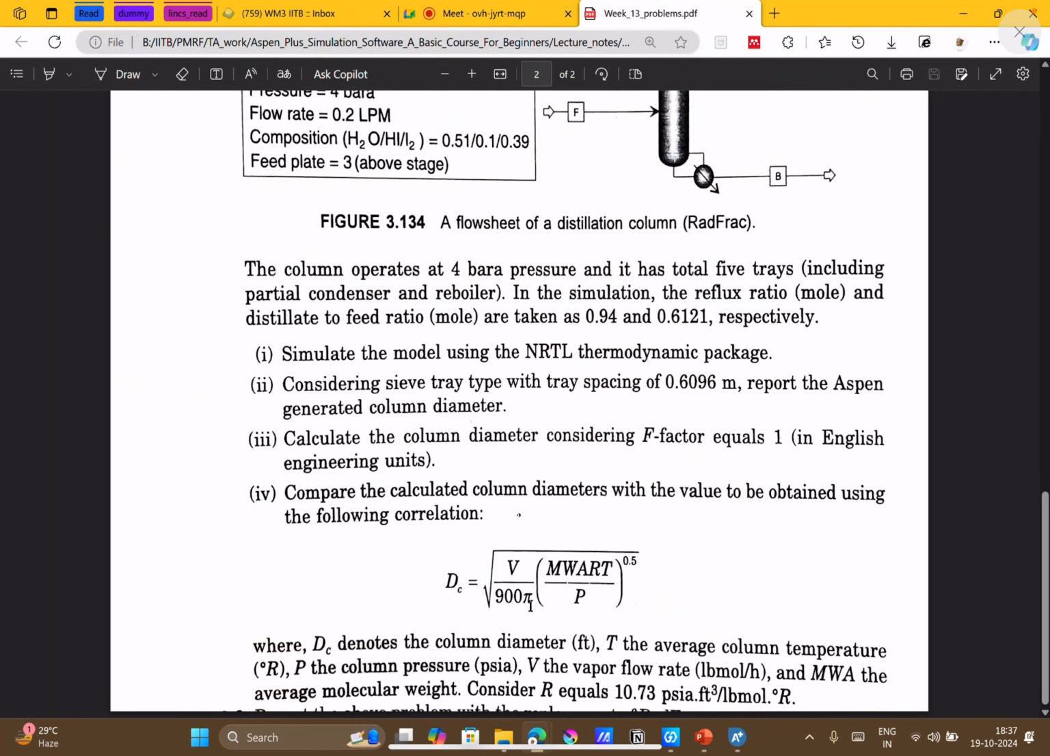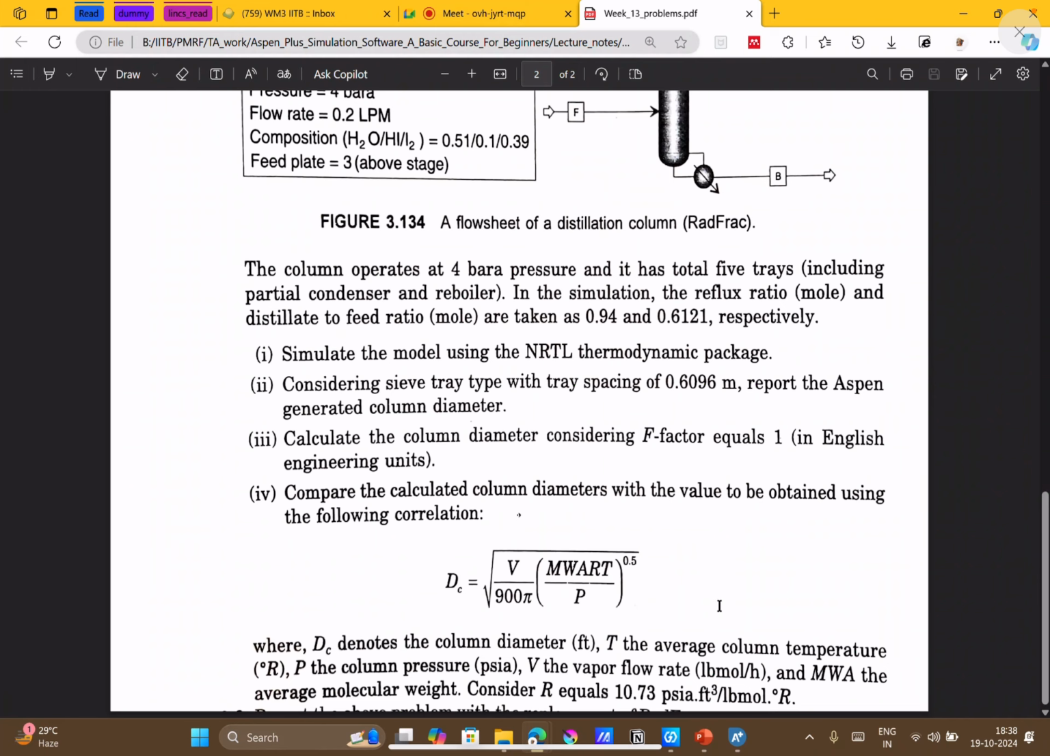Put in all these values and calculate what the DC is, and whether it matches the column diameter that we have obtained using the Aspen Plus calculation or not. It should match, since all the correlations that Aspen Plus is using are based on some heuristic approach. Based on our column spacing and the other data, Aspen Plus has calculated the diameter value, and this we have to check with the correlation, and you will find when you calculate it that the results are almost similar.